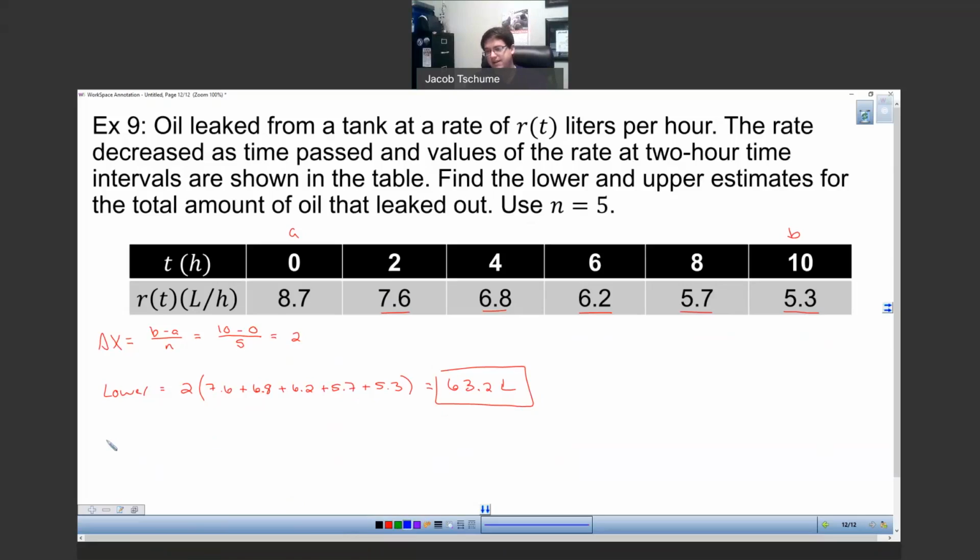And then same idea, your upper estimate, you can still factor out the common delta X, which is 2, but since we are decreasing to get the upper estimate, we have to use left endpoints. So I would start at 8.7, and I would do the first 5 measurements in the 2-hour increments. So really you're going to replace that 5.3 with an 8.7. I will write it out for you.